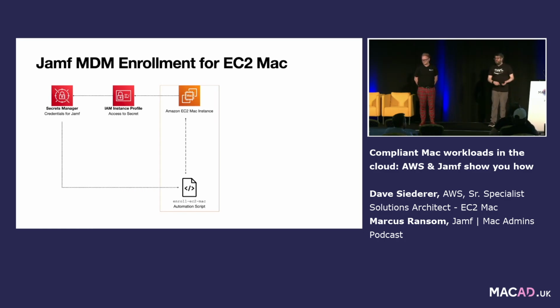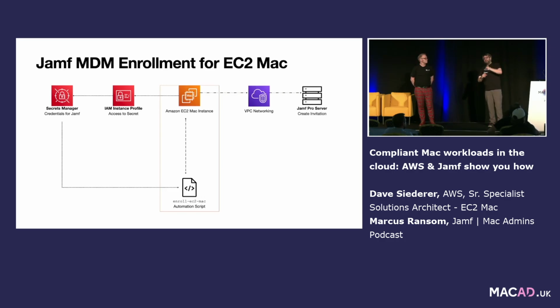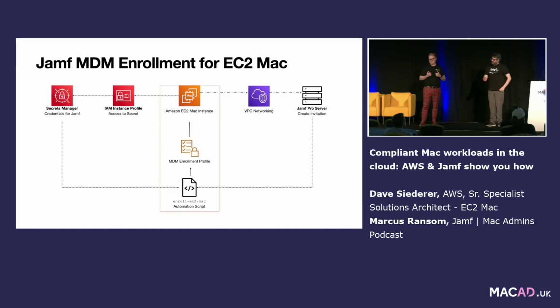So going back to the script, the next thing that happens is it actually will reach back out over the VPC to a Jamf server with that API credential and ask for create invitation. So it gets an invitation code. Yeah. So it gets enrolled in your Jamf instance, and so from then on, it's pretty much like we said, just like a normal Mac. Yeah.